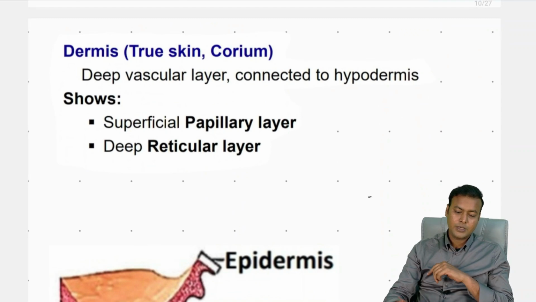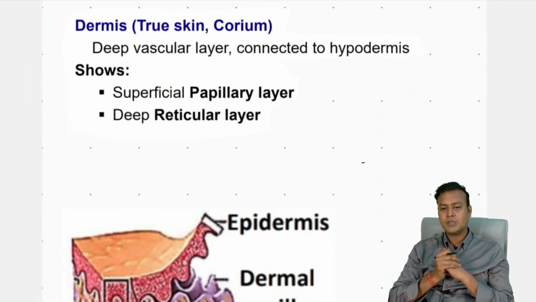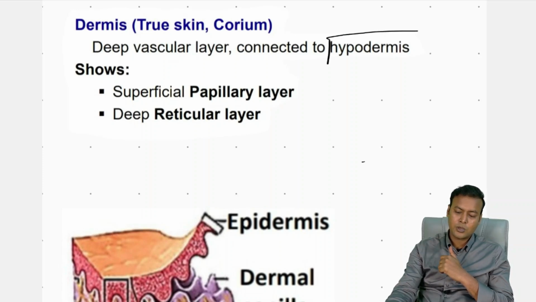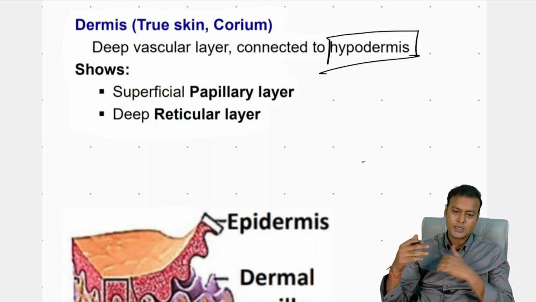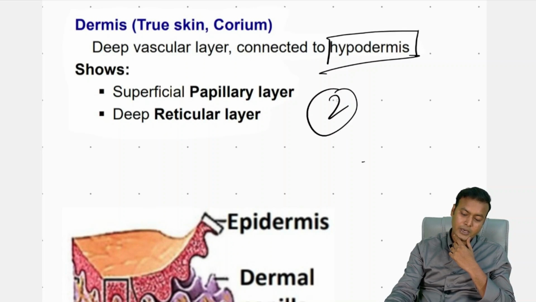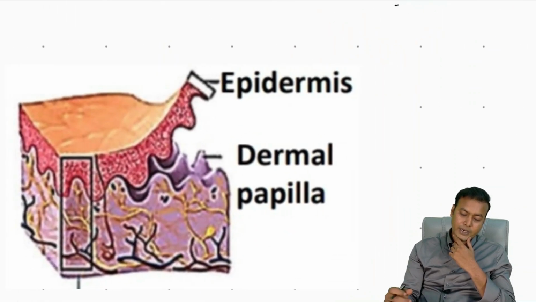Then moving to the next layer, that is the dermis. This dermis is sometimes referred to as the true skin. It is also known as the corium. It is a deep vascular layer and it is connected to the hypodermis. I had already told you the 3 distinct parts: epidermis, dermis, and the hypodermis. So the dermis is the middle one, and this dermis also has 2 layers: the papillary layer and the reticular layer.